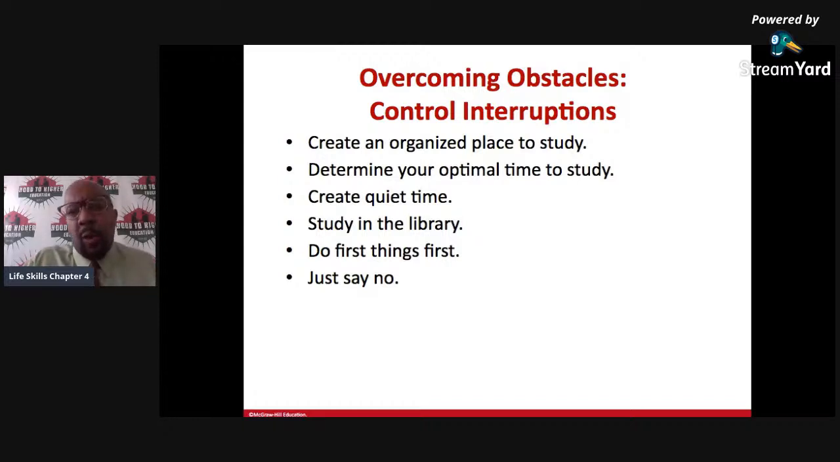And just say no. It's an old slogan from the 80s, but we're talking about saying no to things that may trigger you, things that may get you away from your motivation, things that could detract you from your goal of studying.